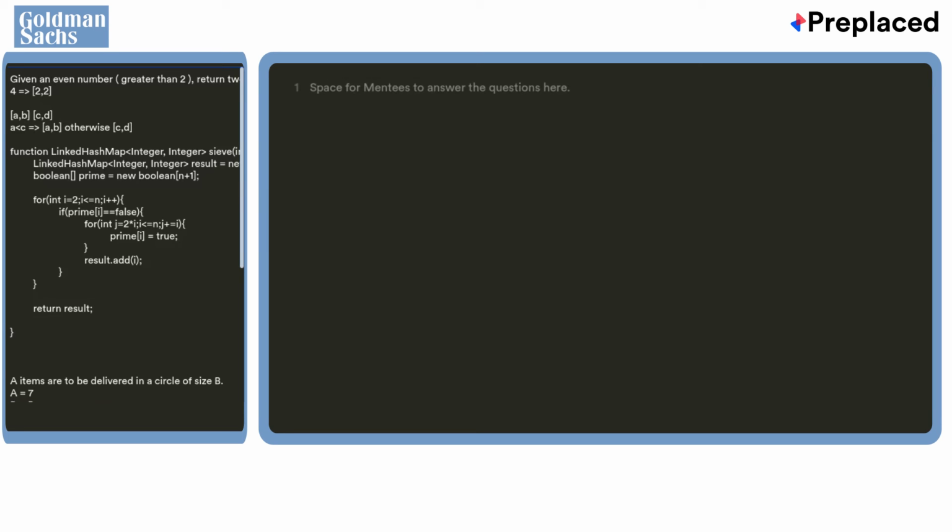Yes, sir, I think this will work. Okay, let's run it for some of the cases. If A is 5 and B is 5, then what will be the answer? Sir, then the answer will be 5.